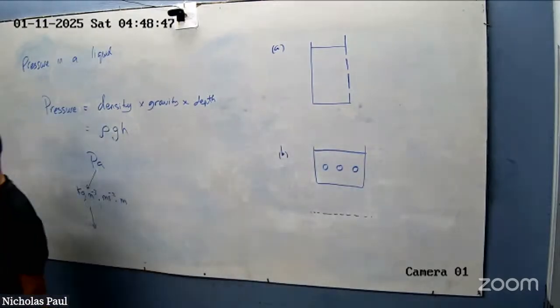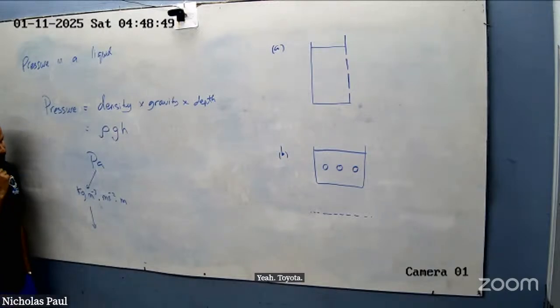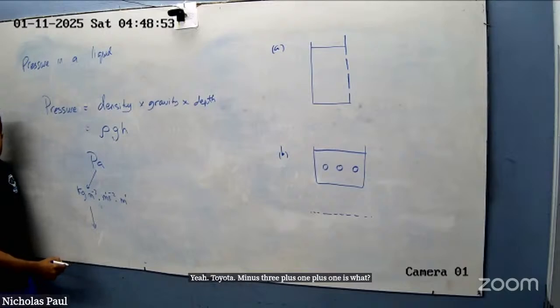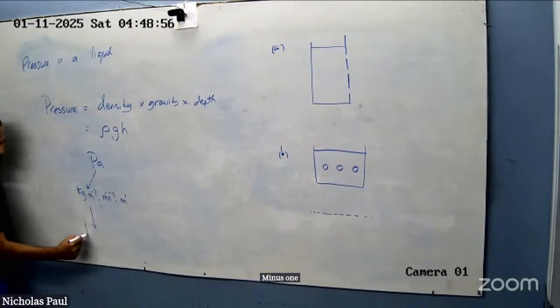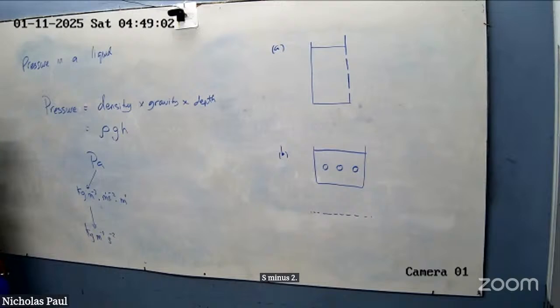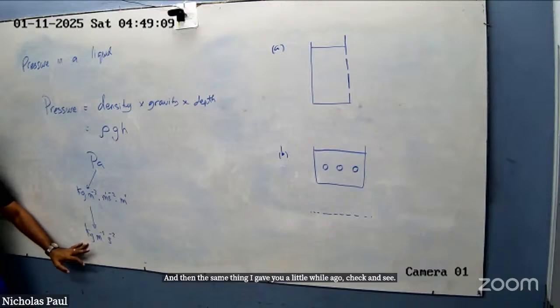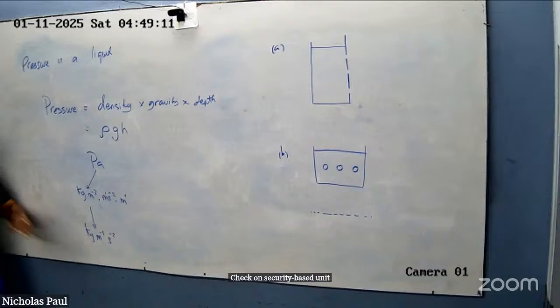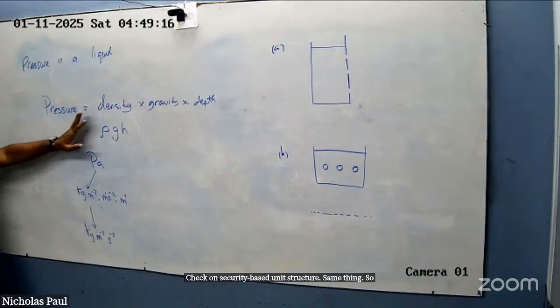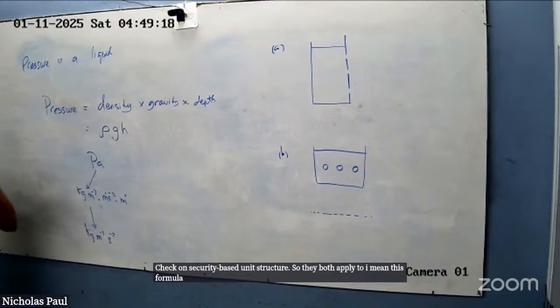What did you all get? Minus 3 plus 1 is what? Minus 1. So you're going to get kg m minus 1 s minus 2. And that is the same thing I gave you a little while ago. Check and see the base units for pressure. Same thing. So the formula is called homogeneous, which you have to learn for now.